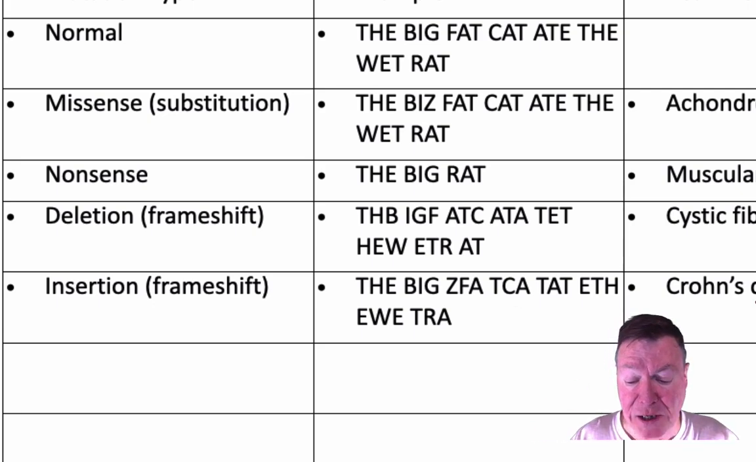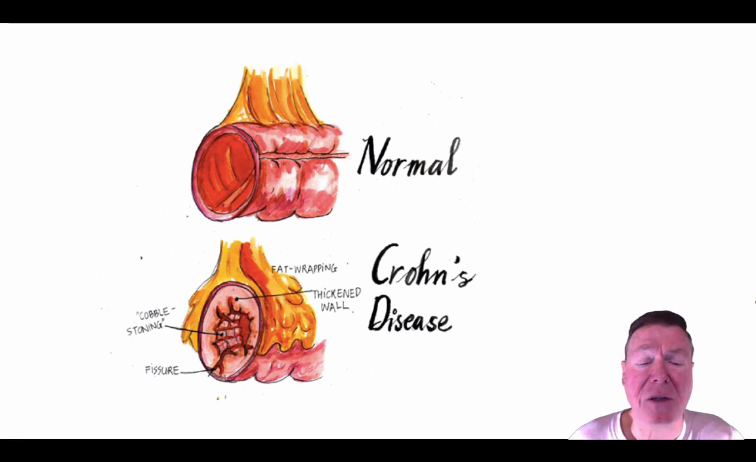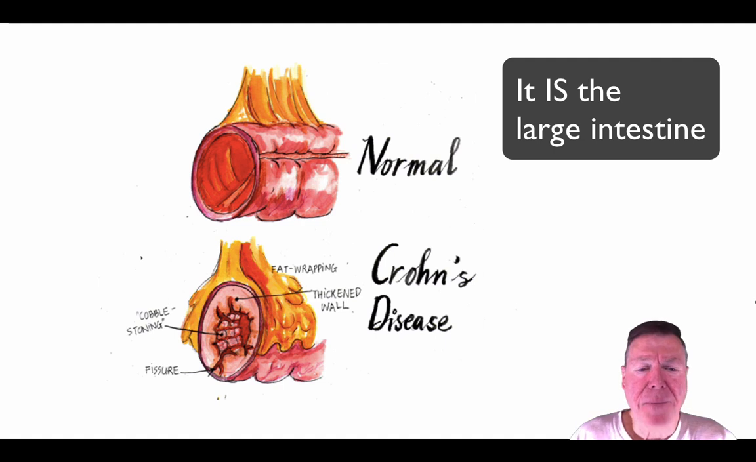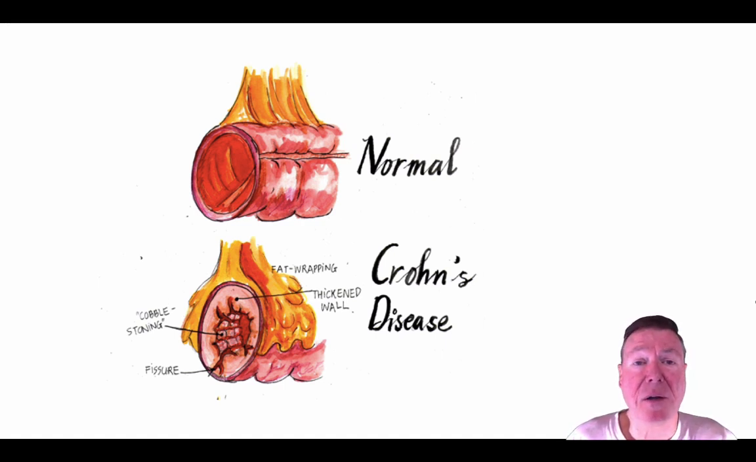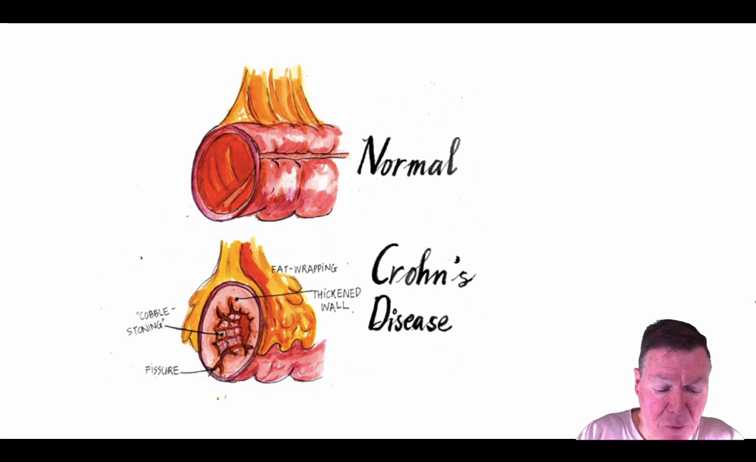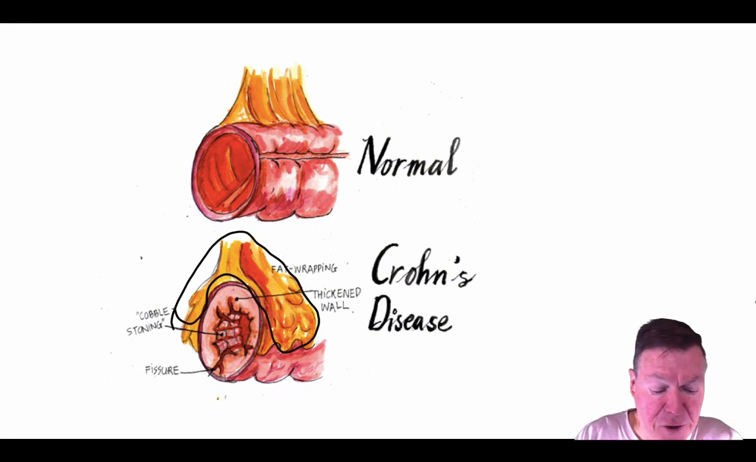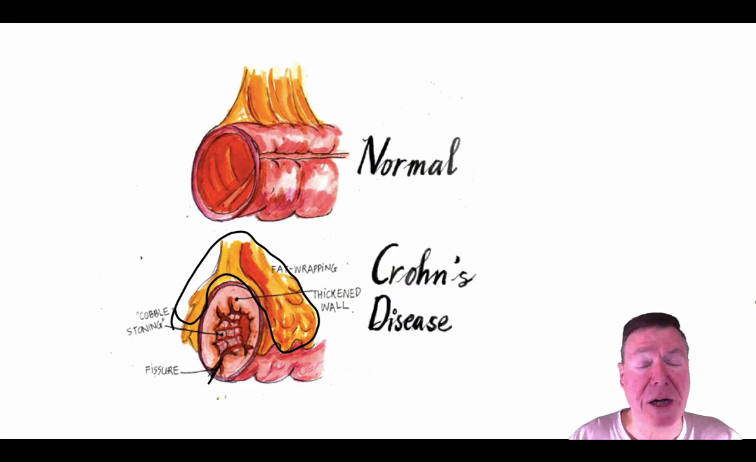An example is Crohn's disease. Crohn's disease affects your large intestine. I think it's your large intestine. And basically it can be severe, really bad. It gives you some really bad gastric problems. You can see that there's a wrapping of the fat around the intestine. There are fissures that can happen, which cause bleeding. The actual intestinal contents can leak out into your abdomen, which is not good.